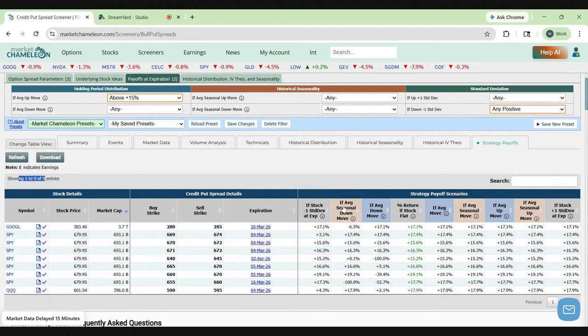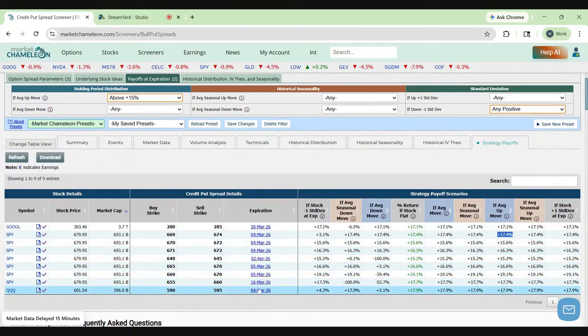So what we did was look for spreads that if we're up, right, if we are up and the stock is up, whatever it is on the average, historically, we need at least a 15% return. So these are the spread combinations. So you could see here, in Google, you have the March 20th, 280, 285 put. In SPY, you have a few of them. In March 4th, 669, 674 put, and so on. You have one in QQQ.